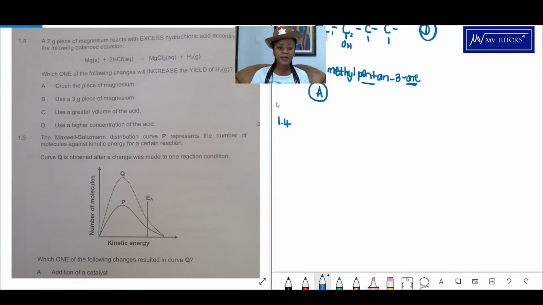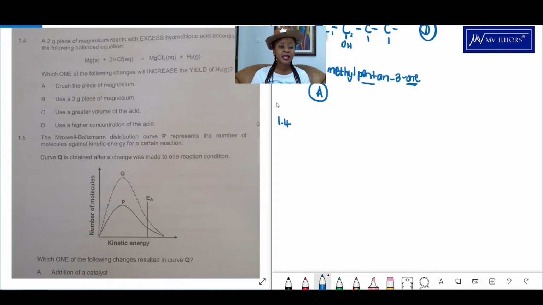So A, crush the piece of magnesium. Crushing it will turn it into powder, right? Meaning a higher surface area, but that is just increasing the rate of the reaction, not the yield. Okay, use a 3-gram piece of magnesium. Now we have a higher quantity of magnesium. I can almost hear some of you saying, well, that won't make a difference because it's a solid. Well, we're not looking at chemical equilibrium at this point. We're just talking about the yield.